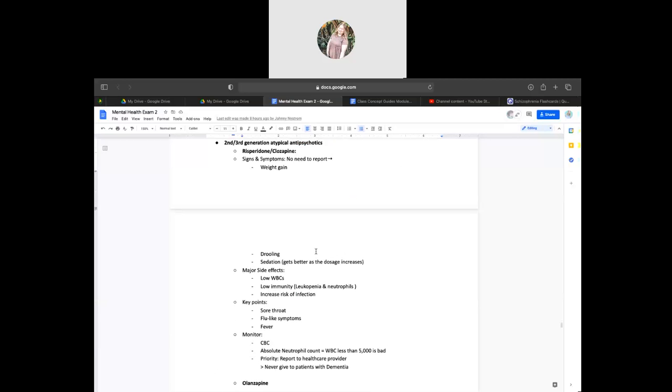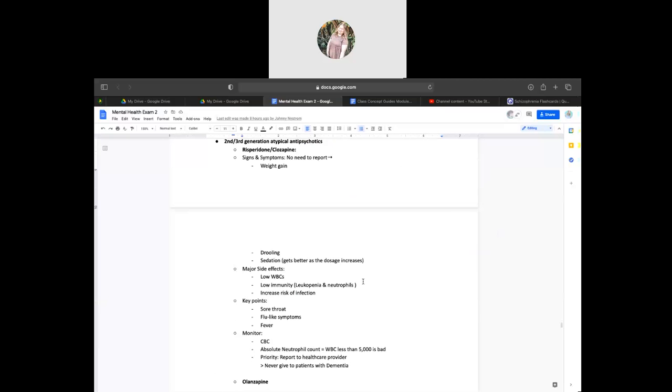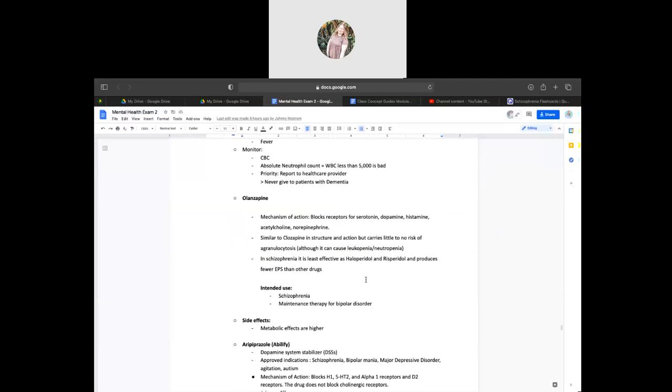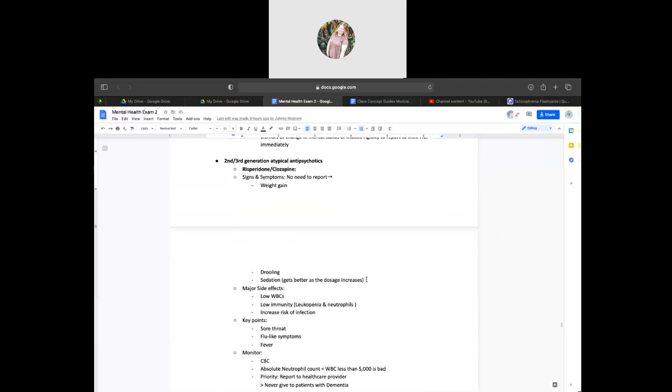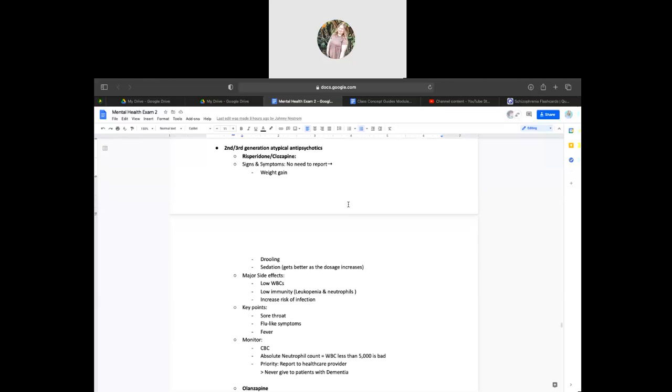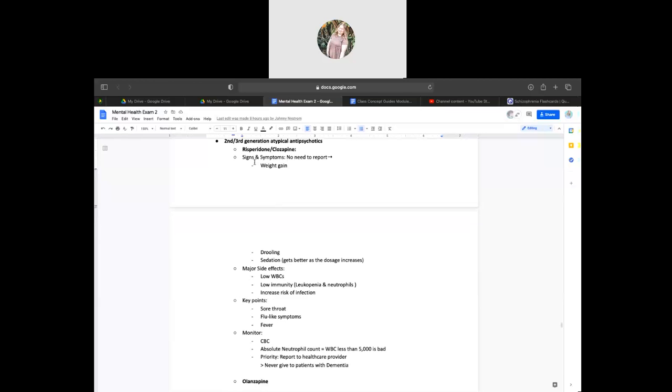So these are going to be a lot of your hematological and endocrinal effects with second and third generations. So we have olanzapine, risperidone, clozapine. We want to make sure that we report any weight gain, drooling, sensation, hyperglycemia. We need to make sure that we measure blood levels with second and third generation atypical antipsychotics.